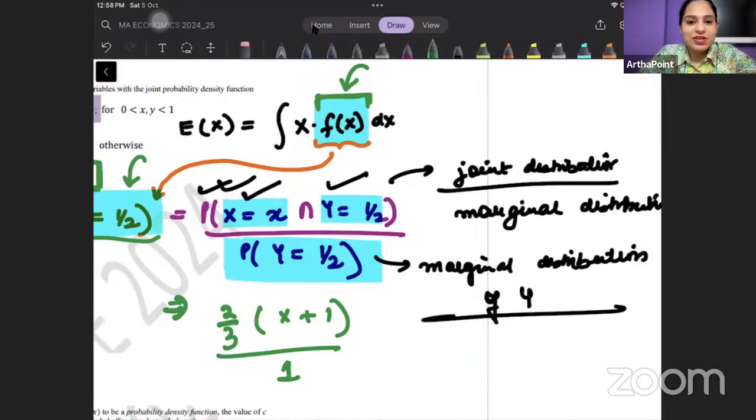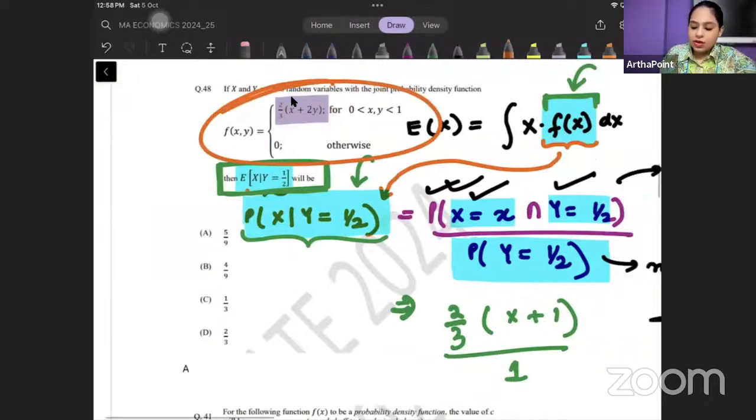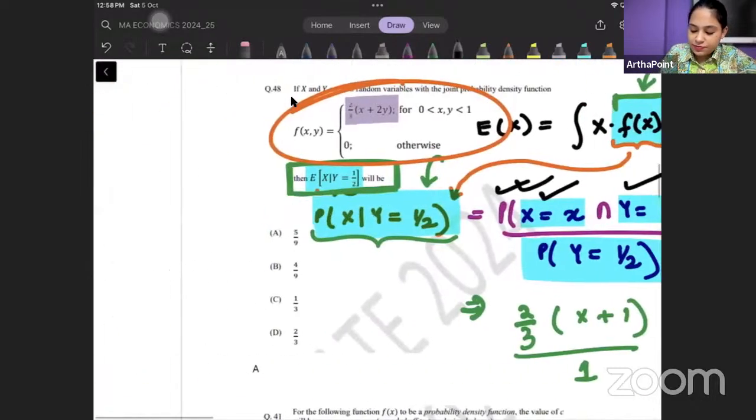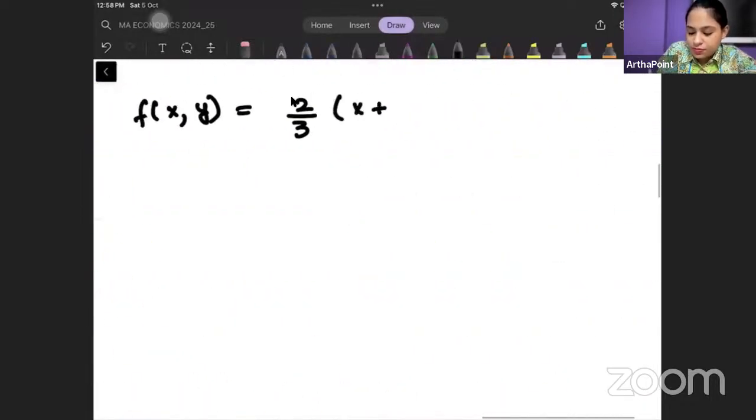Okay, let's repeat it. So what is happening here is that you are given a joint distribution, f of xy is equal to 2 by 3 (x plus 2y). You are not given any relation between x and y in the range.